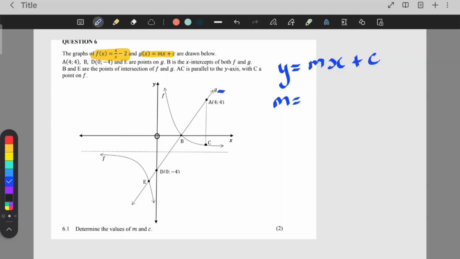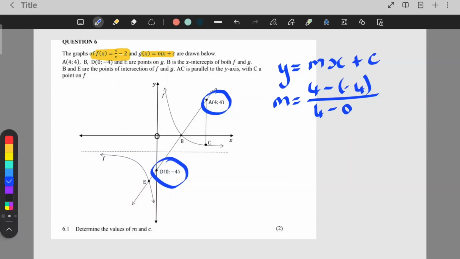So to get the gradient, I'm going to use this point and this point. I'm going to say the one y minus the other y over this x, that's 4, minus this x there, that's 0. Okay, put that all in the calculator, and I get my m to be 2. So far, I have y is equal to 2x plus c. So that m over there just became 2.